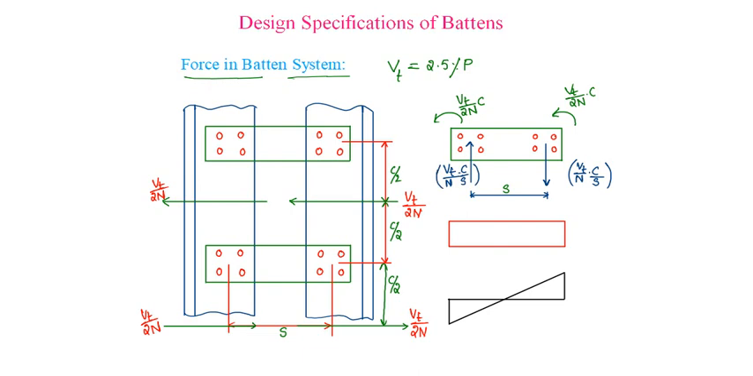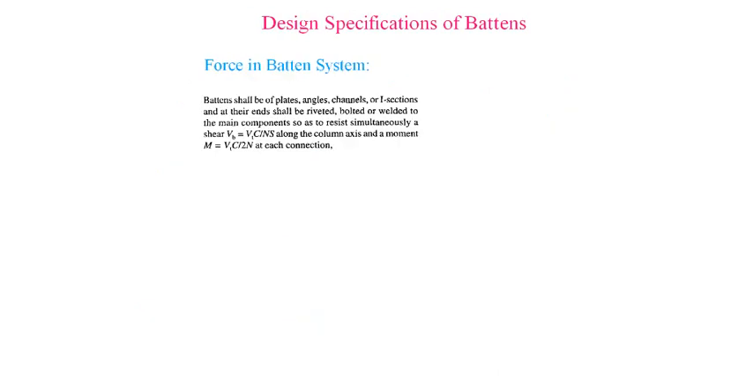Drawing the shear force diagram, upwards is positive, right upwards is negative. So everywhere it will be positive, equal to a magnitude of Vt C by S n, whereas the bending moment diagram, this way it will be negative and here it will be positive and equal to Vt C by 2n. So the batten should be designed for a shear force of Vb, which is equal to Vt C by n S, and a moment equal to Vt C by 2n.